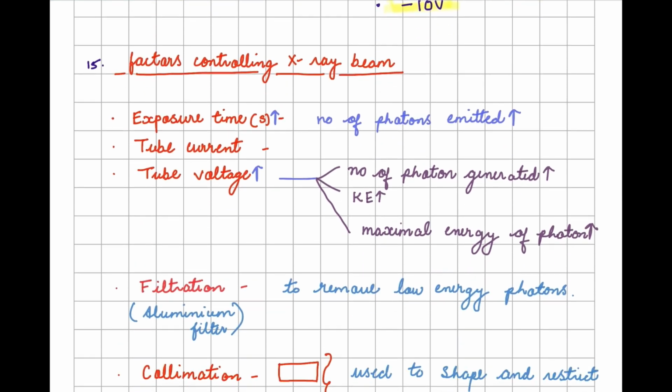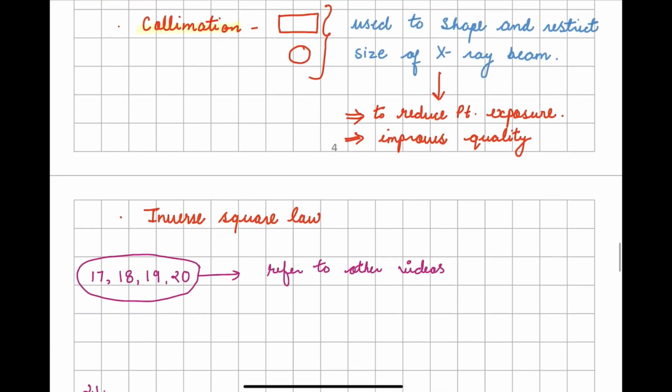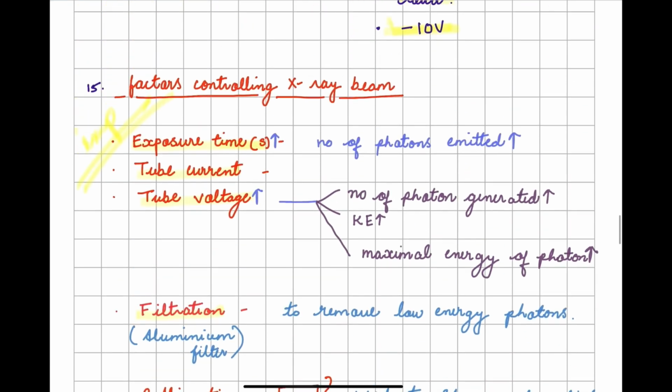Now the next question is factors controlling the X-ray beam. This is very important. A lot of questions can come from this section. So there are certain factors that control the X-ray beam. First is the exposure time, second is tube current, then tube voltage, then we have filtration, then we have collimation, and then we have the inverse square law.